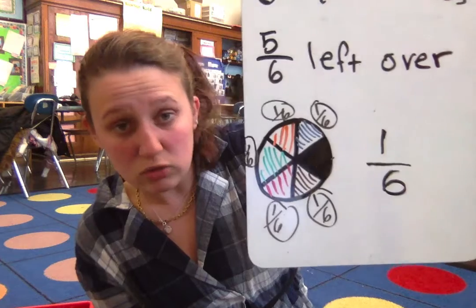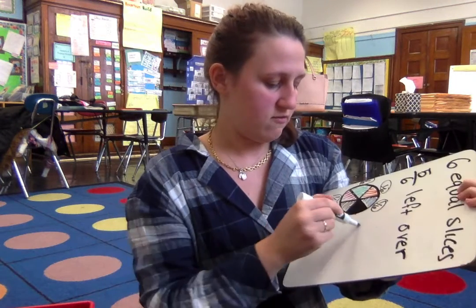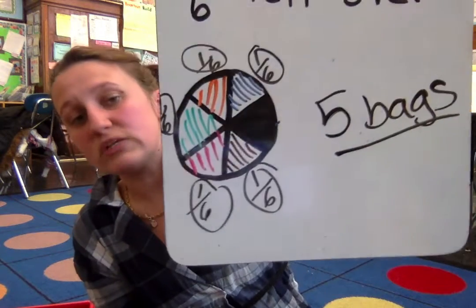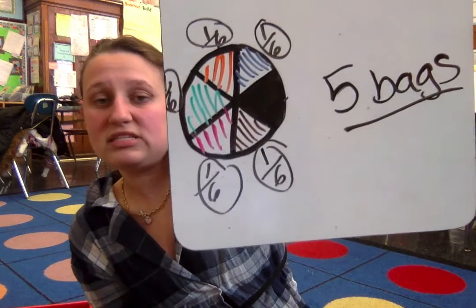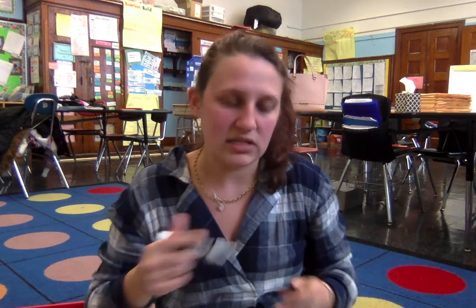Each one has to go with its own bag, so we need 5 bags. She needs 5 Ziploc bags, 5 freezer bags to put these pizzas in so that each piece of pizza gets its own bag, so it's not touching anybody else's pizza.